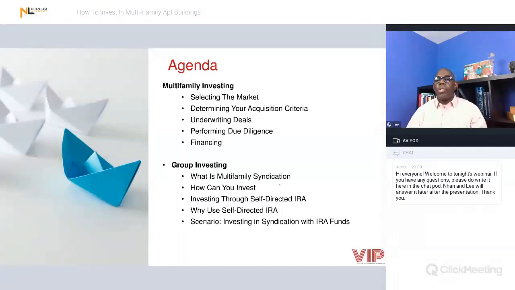So today, the agenda is going to be multifamily investing. The first thing that you have to do is select a market. It's called the MSA, right? Now, there are plenty of assets in every single different MSA. And MSA, you will see, stands for Metropolitan Statistical Area. But you have to determine what is going to be your acquisition criteria, and we'll dig into that just a little bit. You have to do underwriting.